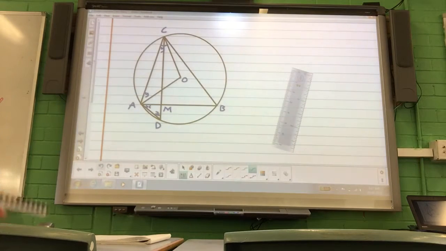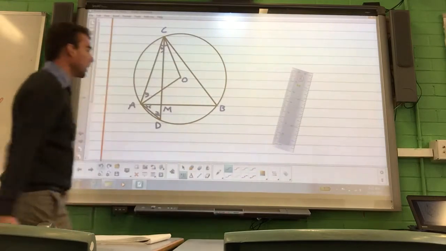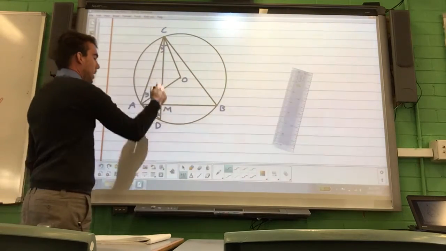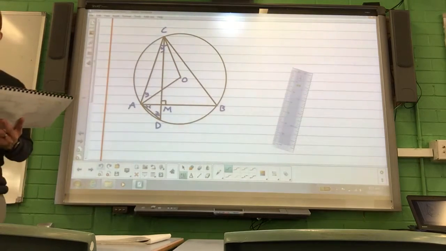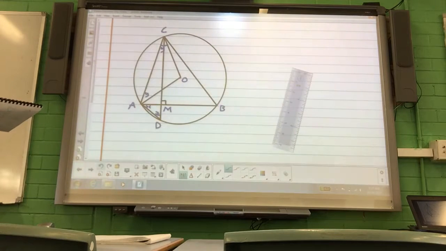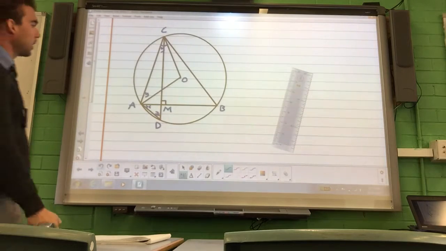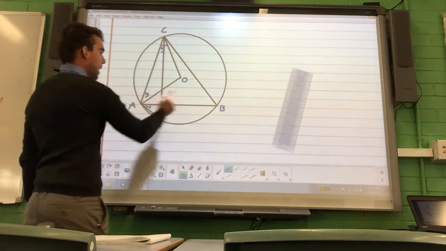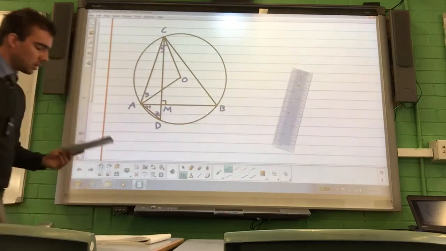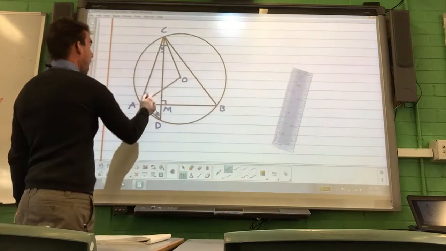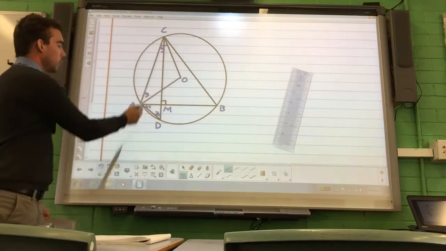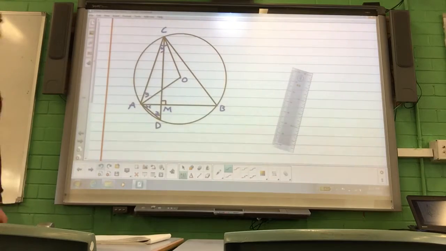Alright, so the question reads, AB and CD are perpendicular chords. If you're not given the right angle already, put the right angle in there. Of a circle with centre O, we need to prove that angle DAB, which is X, is equal to angle OAC. So in other words, X equals Y.